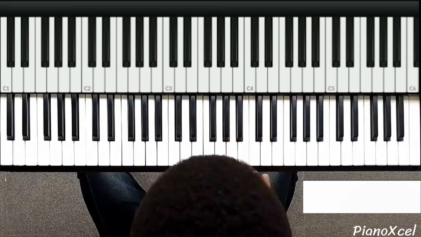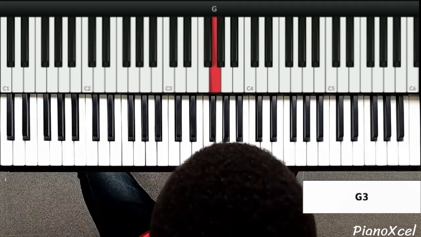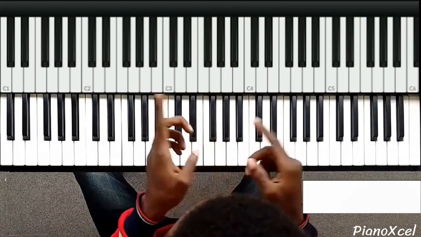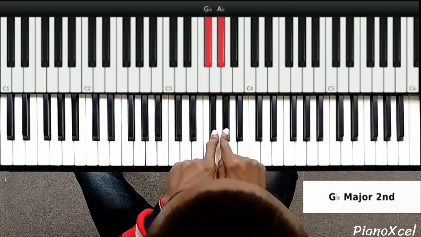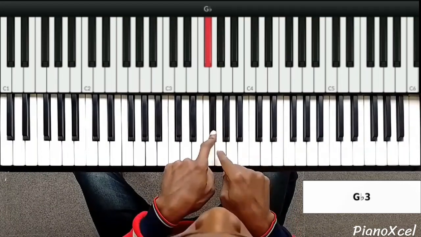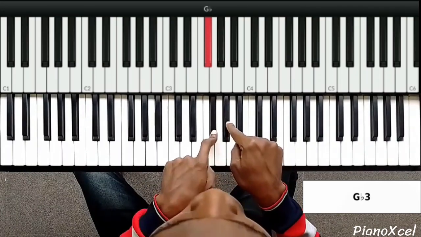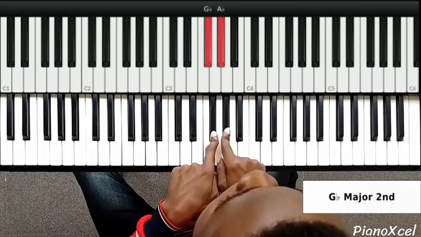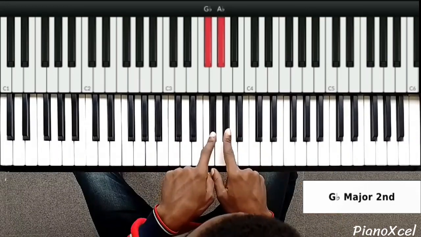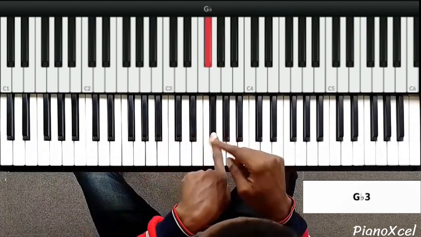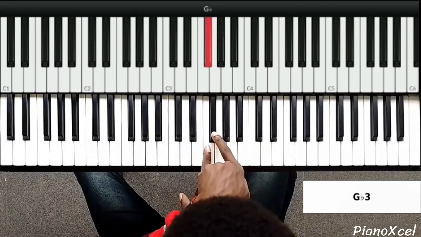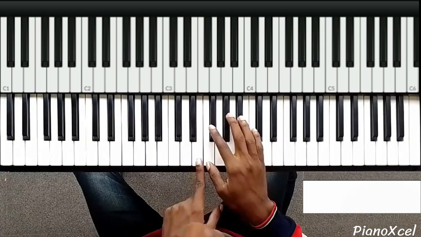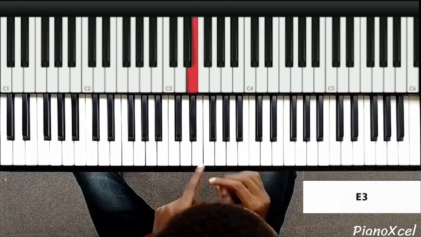So now the distance from this to this is known as a whole step. Same thing here, this is a whole step. This is a half step, this is a half step, so half plus half is a whole step. Whether you are going upward or downward, it will also be half step plus half step. This will still be a whole step. So the distance from here to here is a whole step.